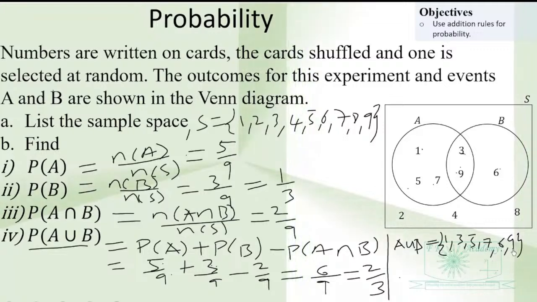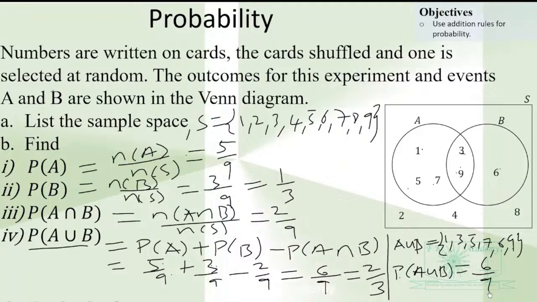So that will give us probability of A union B will be equal to number of elements in A union B, which is 6, over number of elements in the sample space, which is 9. And when we simplify this, you get 2 over 3. So you see the addition rule works perfectly.